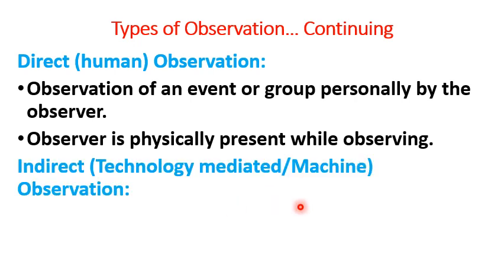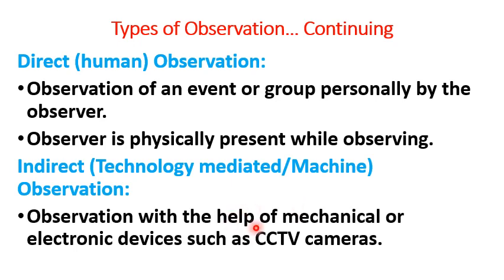Then indirect or technology mediated or machine observation. Here the observation with the help of mechanical or electronic devices such as CCTV cameras is done. So in indirect observation, the observation is done with the help of mechanical or electronic devices.